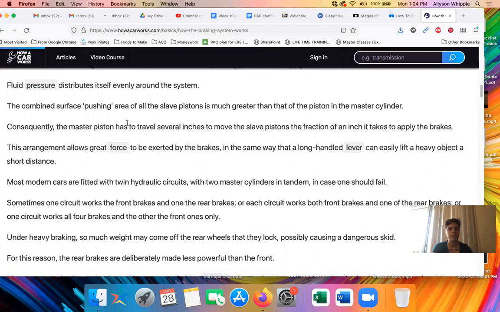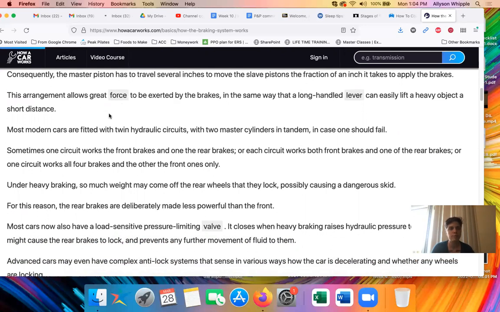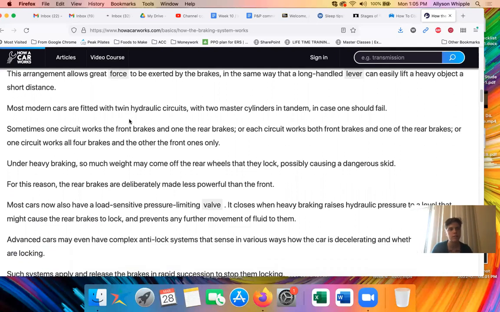The combined surface pushing area of all the slave pistons is much greater than that of the piston in the master cylinder. Consequently, the master piston has to travel several inches to move the slave pistons the fraction of an inch it takes to apply the brakes. This arrangement allows great force to be exerted by the brakes in the same way that a long-handled lever can easily lift a heavy object a short distance.